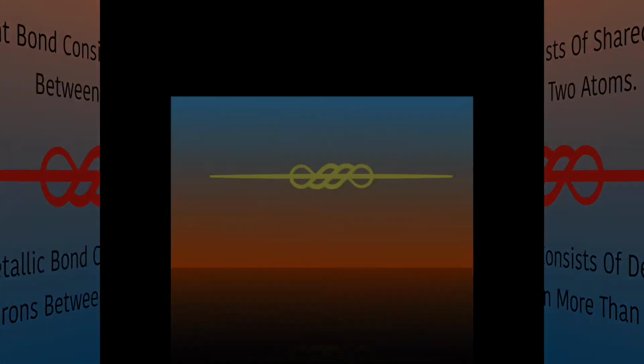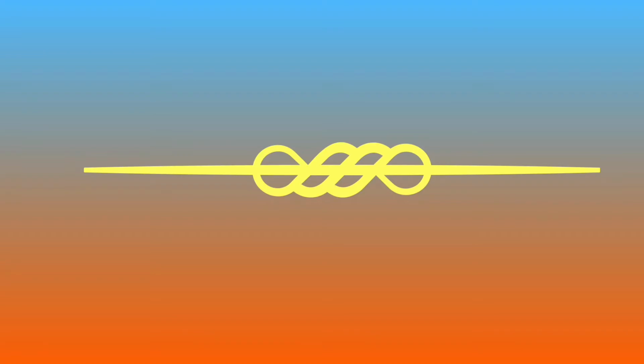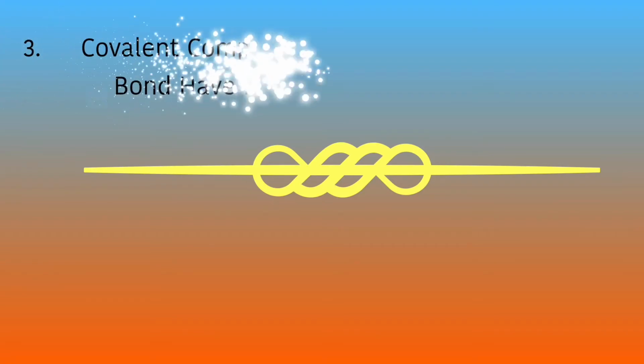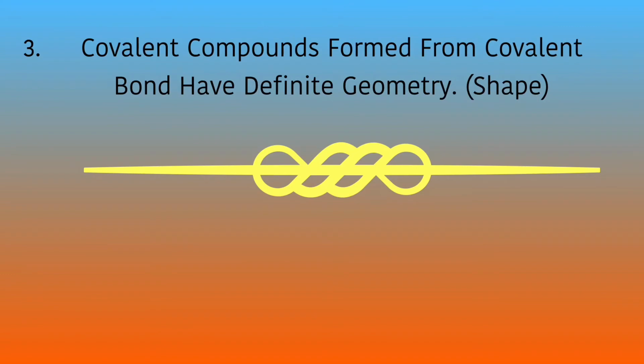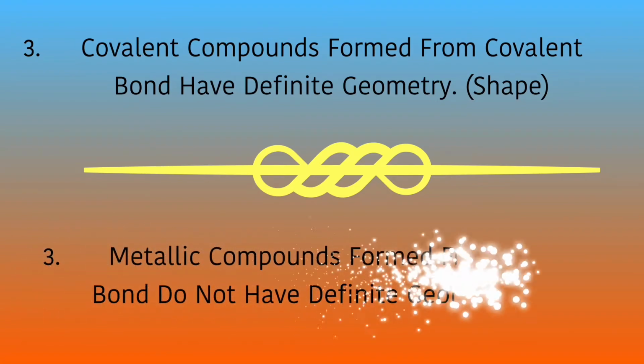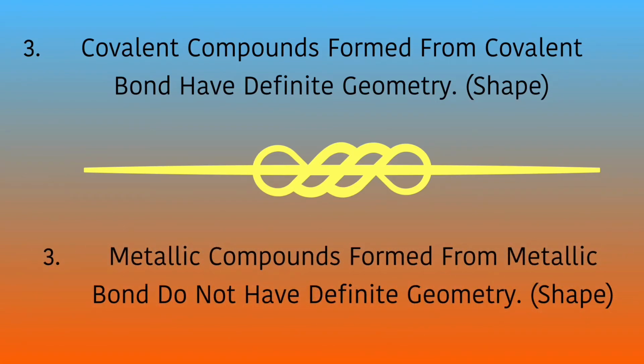Now let us consider the third difference between the metallic bond and the covalent bond. The covalent compound formed from covalent bond has a definite geometry, that is a specific shape in three-dimensional space, while the metallic compound formed from metallic bond does not have a definite geometry, that is shape.